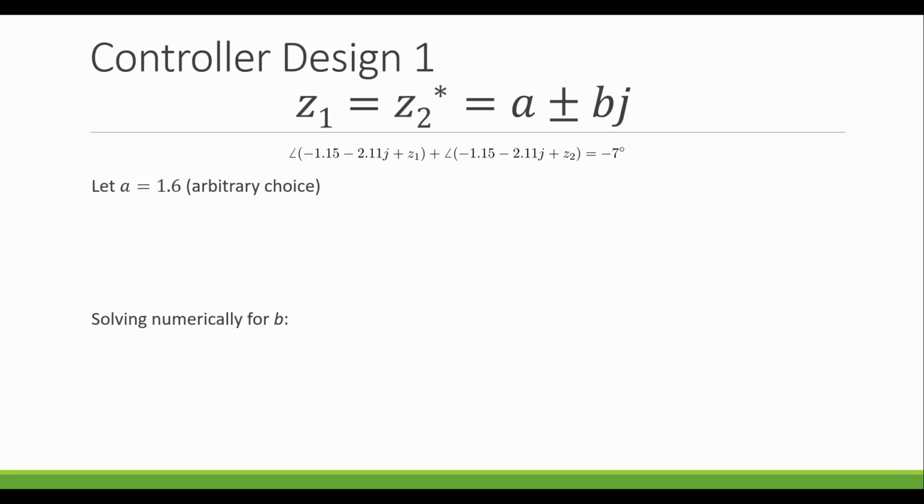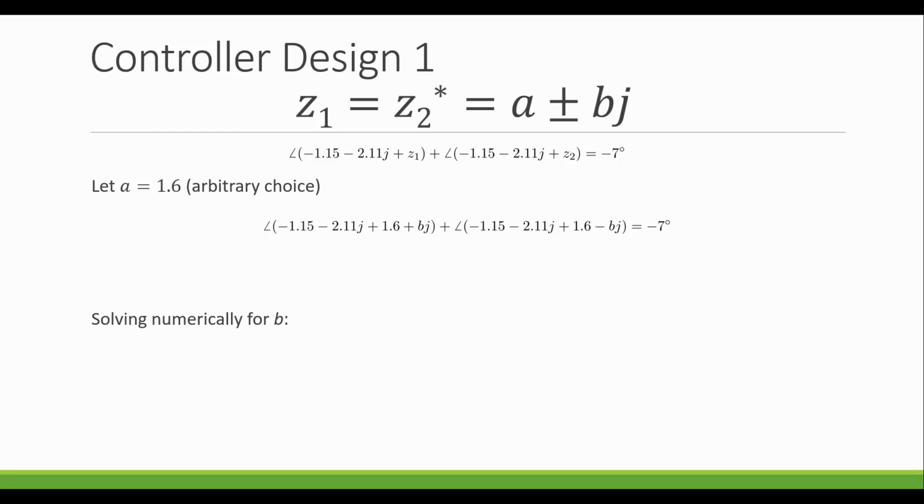Now, this is, again, going to be close to the real part of my pole, -1.15. But we'll see in simulation how this pans out. So if I say that the real part of my zero is 1.6, I can put that in for Z1 and Z2, since again, they're going to be complex conjugates of each other. So at this point, if I put that into my equation, now I have only one unknown, the value of B, which is the imaginary part of the 0 for my controller. So I have one equation for one unknown, the value of B.